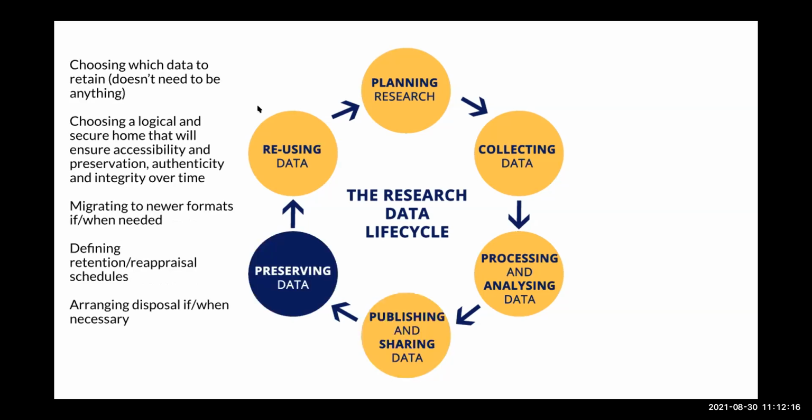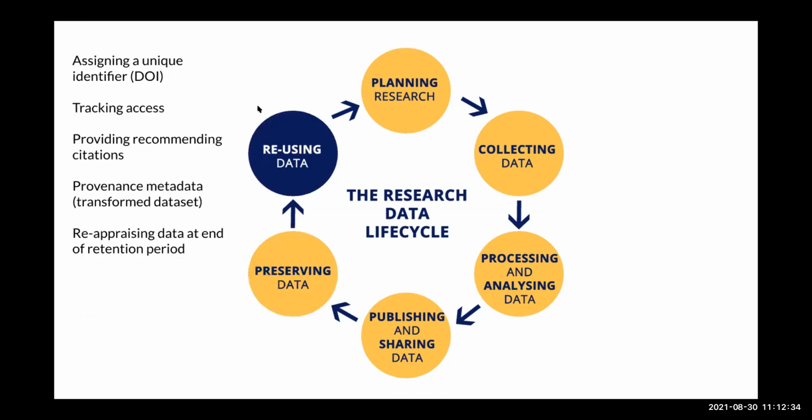Next phase is preserving. It's choosing which data you will retain, choosing a logical and secure home that will ensure accessibility and preservation, authenticity and integrity. Again, this is where a repository like Kikapu would come in. The last phase, reusing data. Well, it's discovering, reuse, and citation. It's having a unique identifier known as a persistent identifier, or a DOI, a digital object identifier, assigned, where you would track access to the data and provide recommended citations.